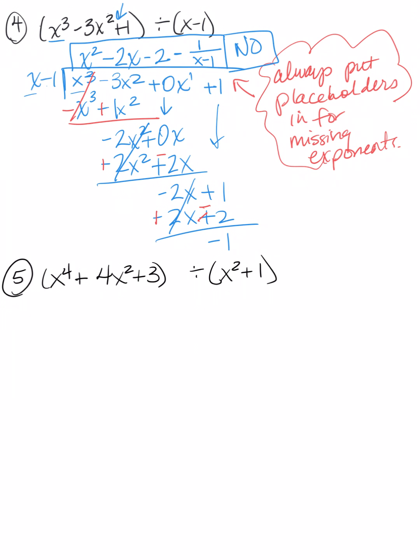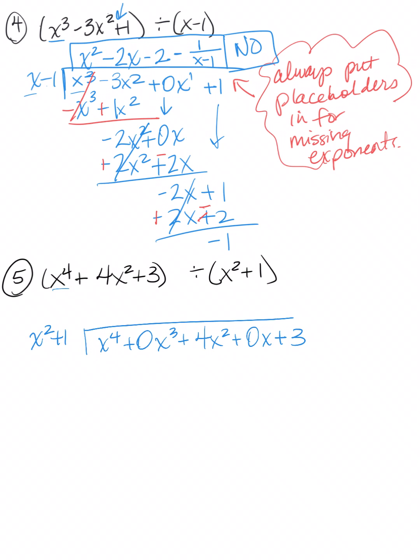All right, let's do this last one, number 5. So I'll have x squared plus 1 as the divisor. Underneath, let's look at our exponents. I'm going to start x to the 4th. I don't have an x to the 3rd, so I'm going to put a placeholder in. 0x to the 3rd plus 4x squared. I don't have an x to the 1st power, so I'm going to put 0x and then plus 3.